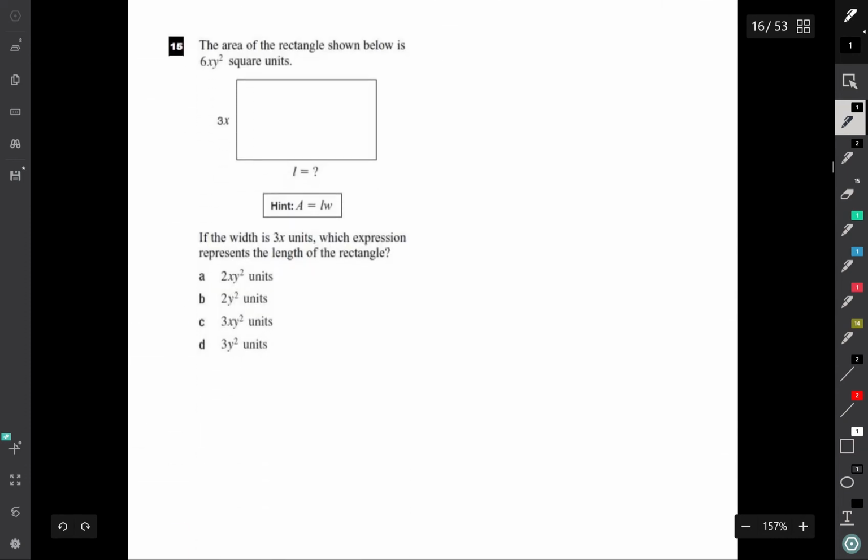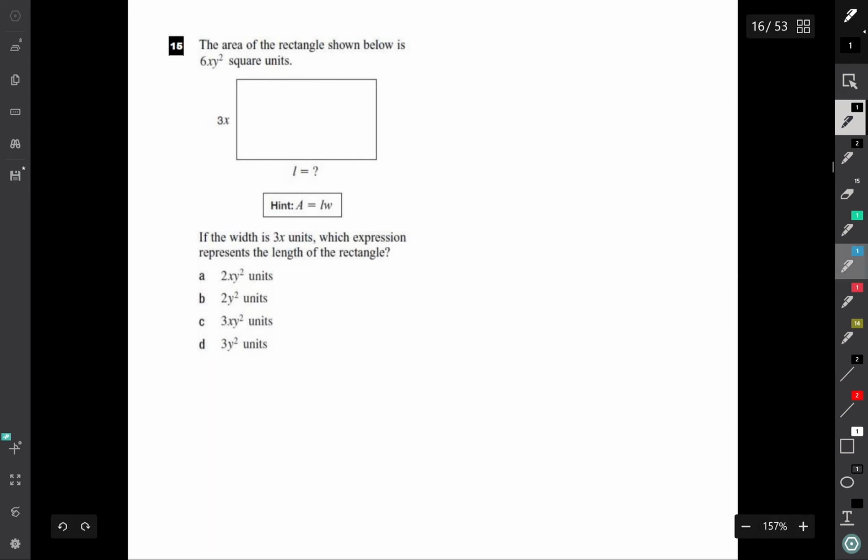All right, question 15. The area of the rectangle shown below is 6xy squared square units. So it says, if the width is 3x units, which expression represents the length of the rectangle?